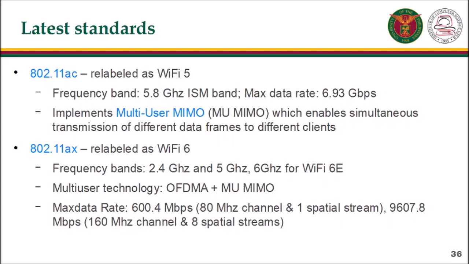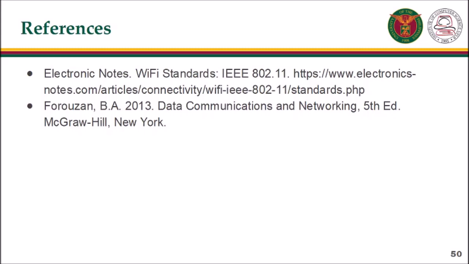802.11ax, relabeled as Wi-Fi 6, has frequency bands 2.4 GHz and 5 GHz. 6 GHz is used for Wi-Fi 6E. It uses a multi-user technology, the OFDMA, and the multi-user MIMO. The max data rate for a 80 MHz channel is 600.4 megabits per second and 9 gigabits for a 160 MHz channel. This ends part 1 of Module 17.